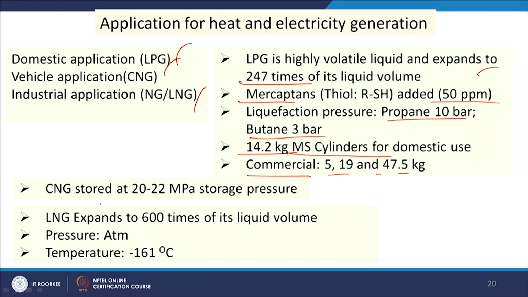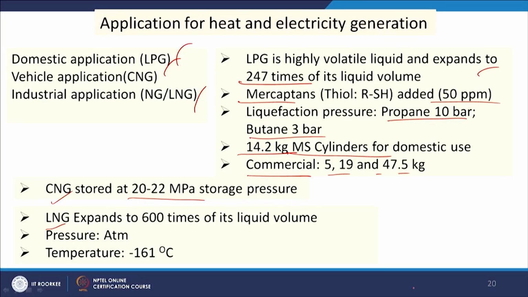Compressed natural gas, CNG, is natural gas that is compressed and stored at 20 to 22 megapascal storage pressure, so 200 to 220 atmospheric pressure. Similarly, liquefied natural gas, LNG: natural gas can be liquefied if the temperature is reduced to minus 161 degree centigrade, and when it expands it can expand to around 600 times its liquid volume.